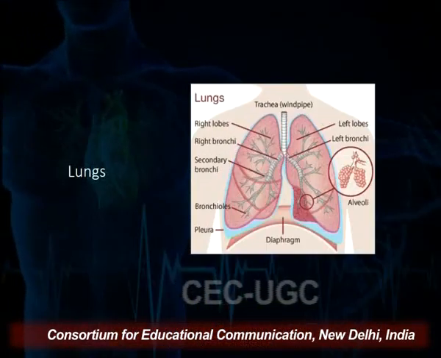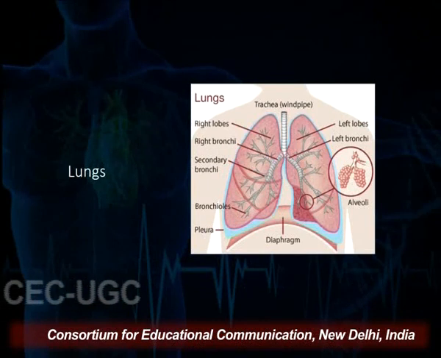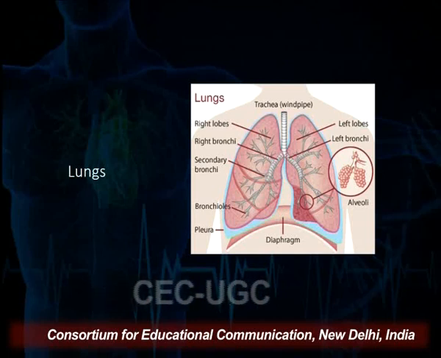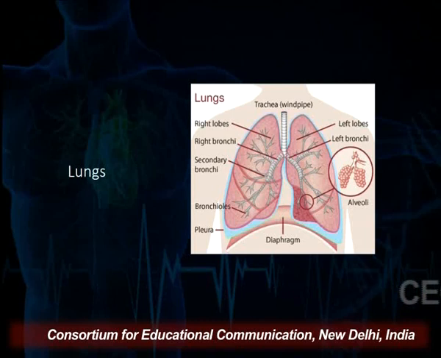Now we are going to study about lungs. You can see the picture of the lung also. There is a trachea in between both of the lungs, and it is divided into two parts and adjoined with the lungs. We can see the left lung also and the right lung also.